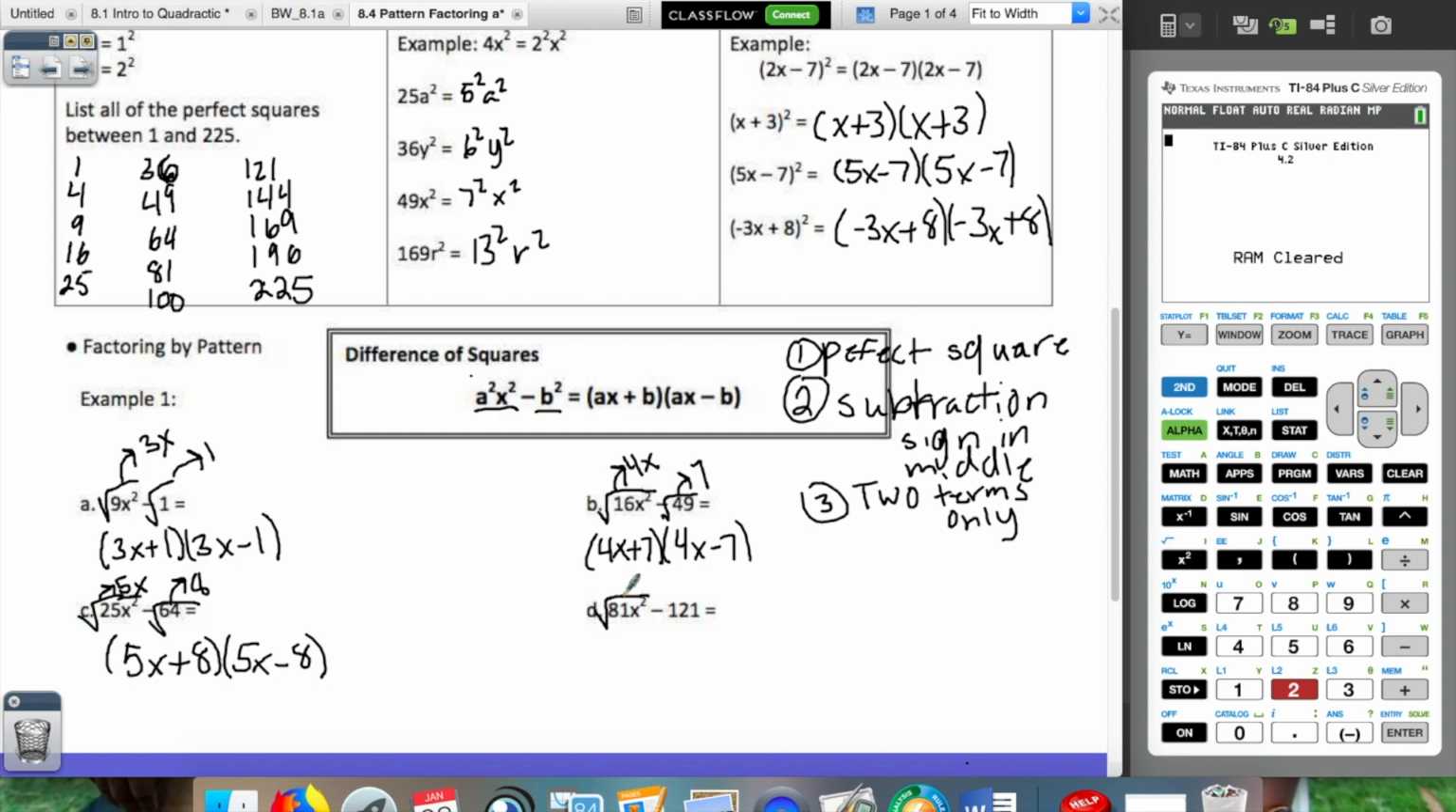What's the square root of 81? That'd be 9. What's the square root of x squared? That'd be x. And then what's the square root of 121? It's 11. So that means we have 9x plus 11 and 9x minus 11. All right, so that's difference of squares.